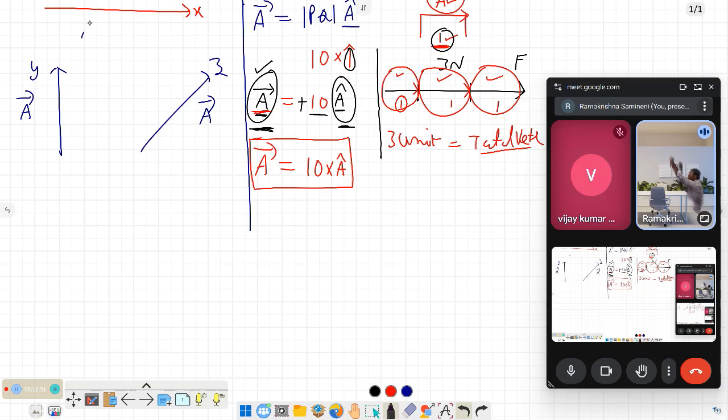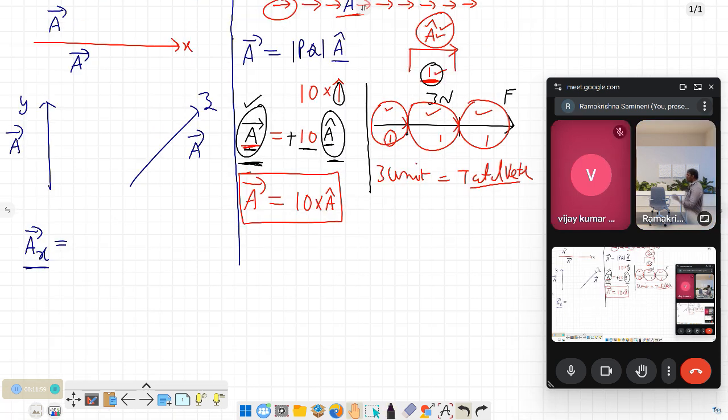First, this vector is along the x-axis. If any vector is along the x-axis, we represent it as Ax. One vector along the x-axis, another along the y-axis, this one along the z-axis. A vector can be written in terms of the smallest part, which is called the unit vector, denoted a cap. So what is a vector? A vector is the magnitude of the vector, that is mod A, into the unit vector a cap.